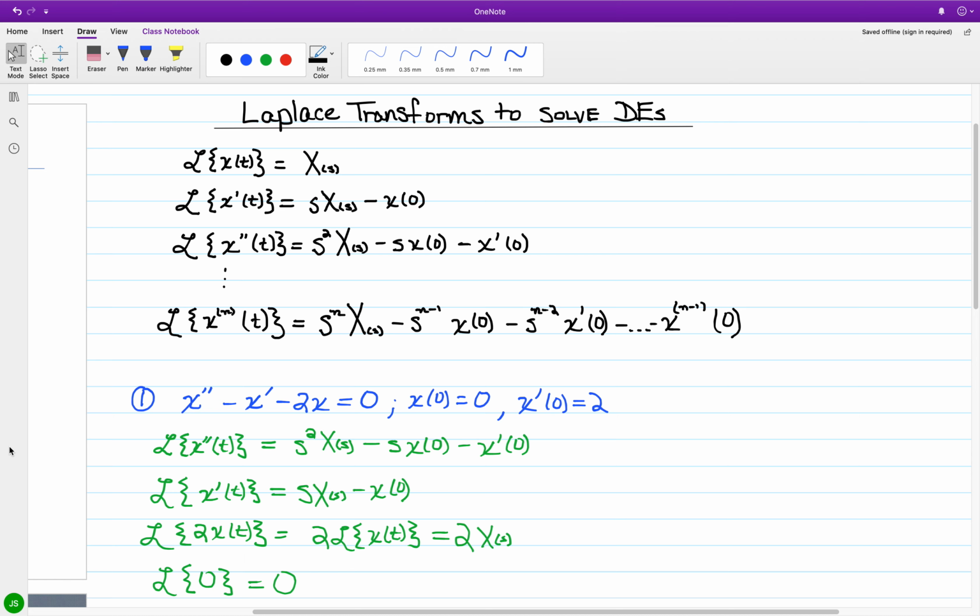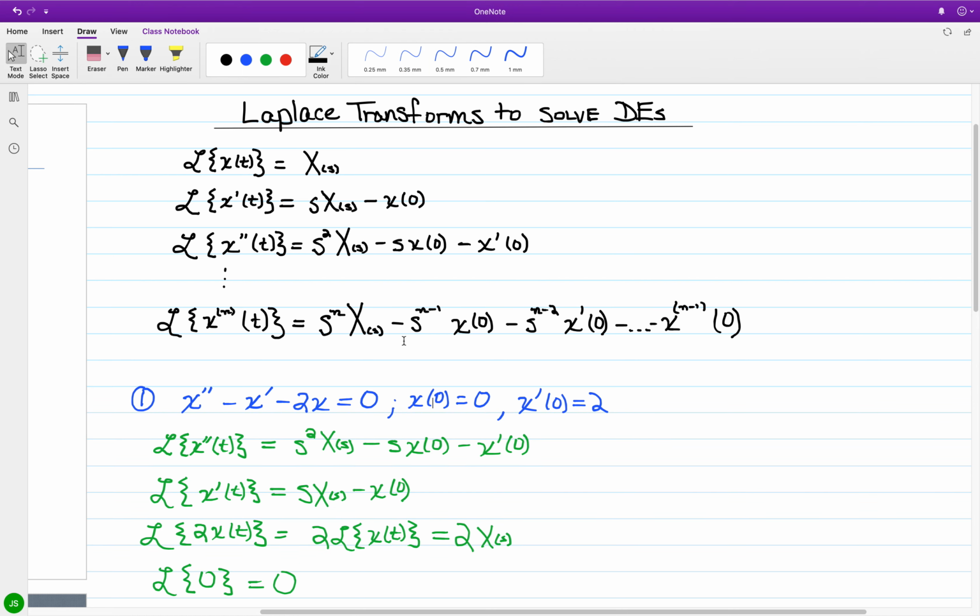Okay, continuing with solving differential equations using Laplace transforms, if we cross over to a second order differential equation, in this case we have x double prime minus x prime minus 2x equal to 0, with the initial conditions x naught equal to 0 and x prime naught equal to 2.